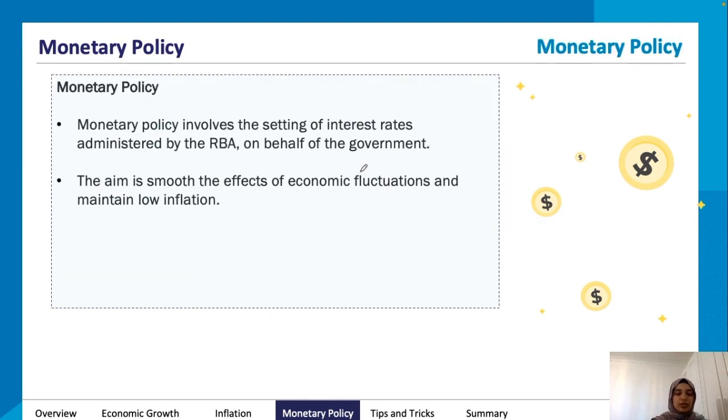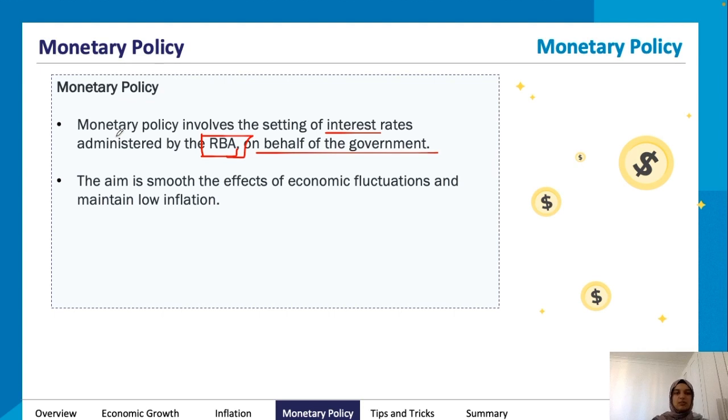So what is monetary policy? Well, it involves the setting of interest rates administered by the RBA on behalf of the government. Okay, so it's very important to take that into consideration. The RBA is sort of a separate entity to the government, but they are doing it on behalf of the government. They're setting the interest rates, and the way that they do this is through the cash rate. You may already have learnt about domestic market operations, DMOs. If you have not, you will learn it as a part of your course.